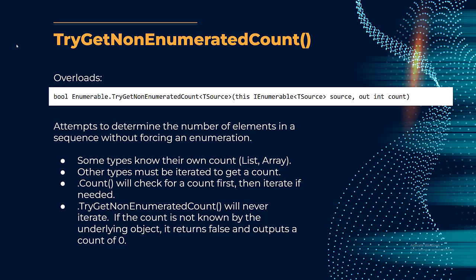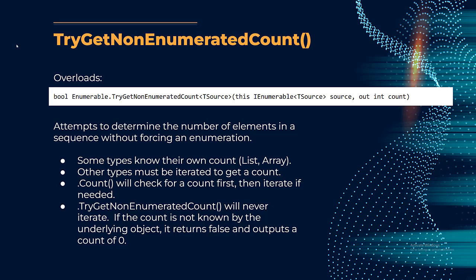The first one, TryGetNonEnumeratedCount. I'll give it a little bit of background because I don't know how much everybody knows about Linq, but there is a .Count method, and the .Count method will look at the underlying type and see if it knows how many items it has in its collection. So if it's an ICollection, it has a .Count property that it can just read, so it doesn't have to count the things itself. But if it doesn't have a known type with a known count in the underlying implementation, it will get an enumerator and actually enumerate the collection to count the items.